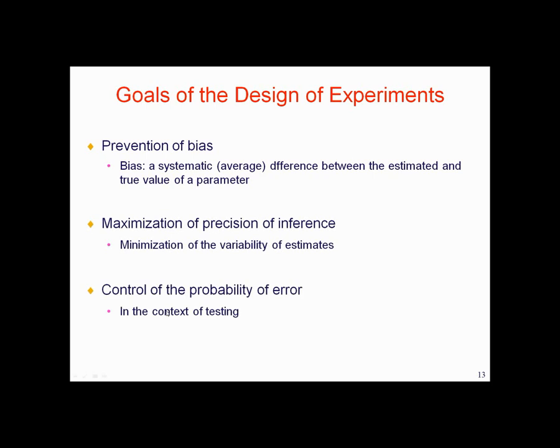And then you would like to control the probability of error, especially in the context of testing. So you would like, for instance, to control the probability that you will reject the null hypothesis of no difference. If there is no difference, you would like to control the probability of this false positive finding to, say, 5%, okay? So proper design of experiments should allow you to address these issues.